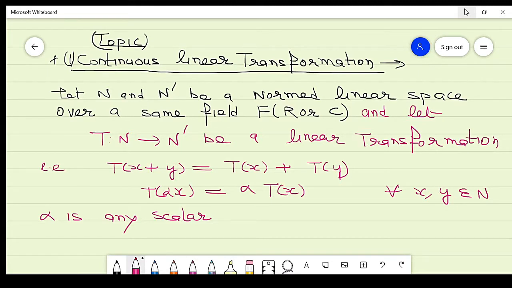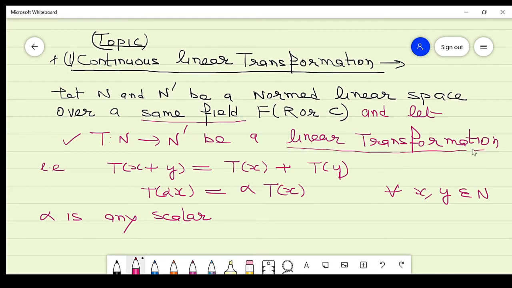So our next lecture is on continuous linear transformations. We already read about normed linear space and Banach space. So that is a transformation on a normed linear space as well as Banach space. Now suppose N and N dash are normed linear spaces over the same field. Remember this, it is over the same field, either real or complex, and let T be a linear transformation from N to N dash.